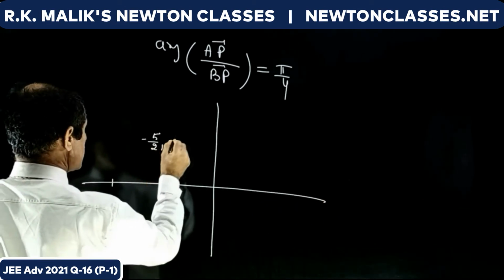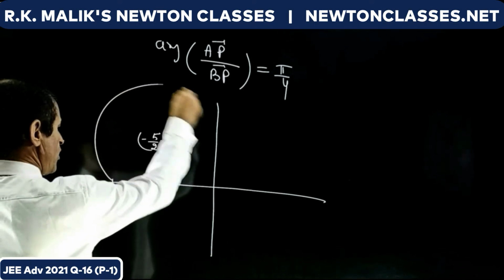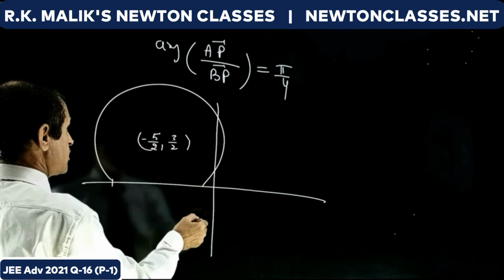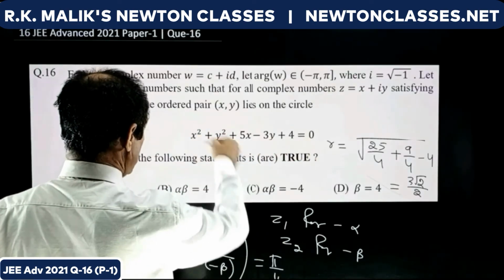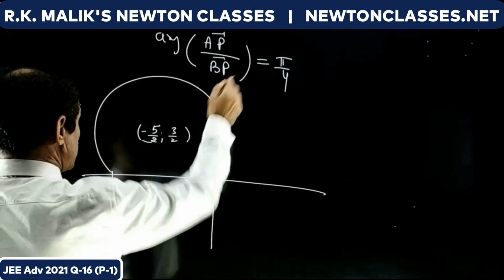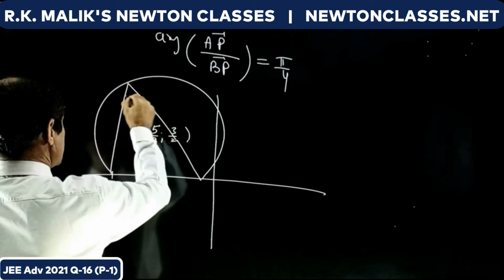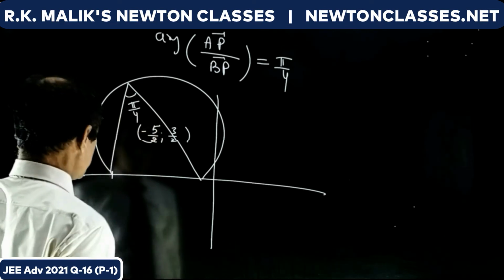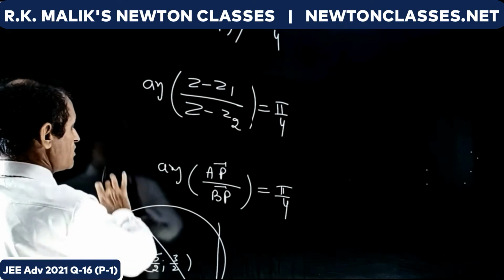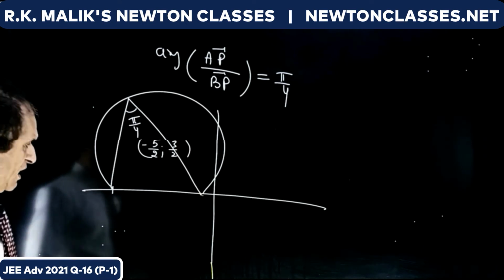Minus 5 by 2, comma, 3 by 2, that is somewhere of this type. P lies anywhere on this circle, and because Z lies anywhere on this circle, P point lies anywhere on this circle, and according to this given equation, this angle will have to be pi by 4. And because it is given that Z1 and Z2 are real numbers, I can say A and B have to lie on x-axis.